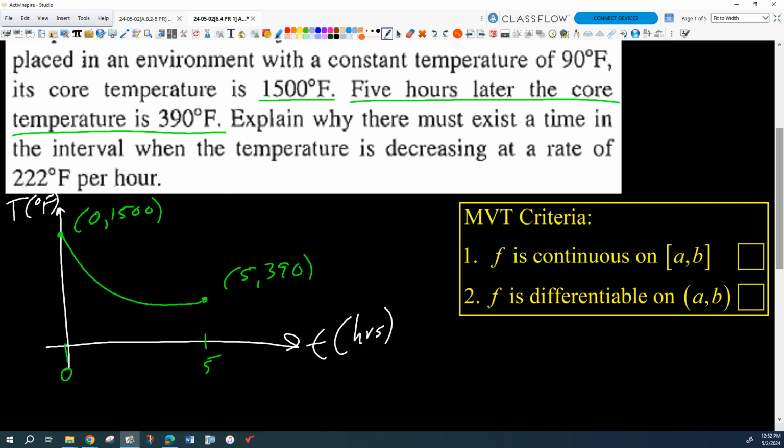Let's see. So if we start off with, what's our average rate of change here? We'll do this over here. Okay, so f of 5 minus f of 0 over 5 minus 0 equals what? Well, f of 5 is what? For us, I mean, really for us, it's T, it's not f.